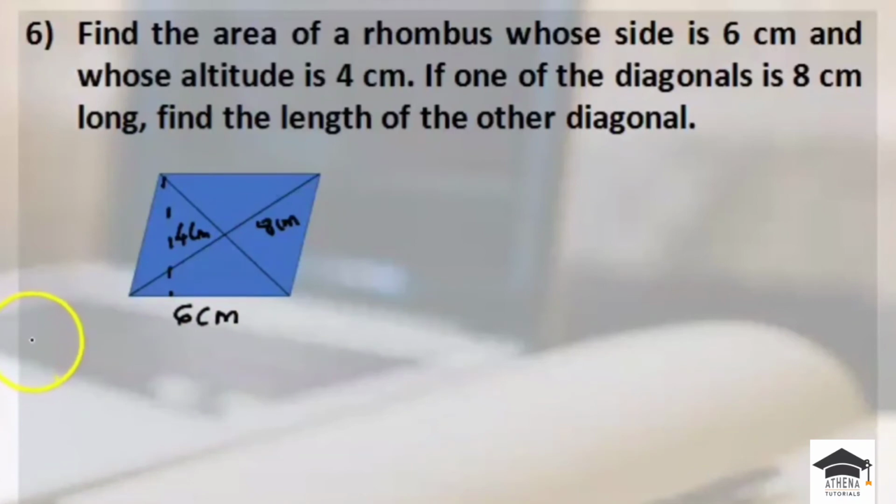So I'll repeat here. We need to find the length of the other diagonal, and the area of the rhombus. So, we need to find the area and the length of the diagonal.